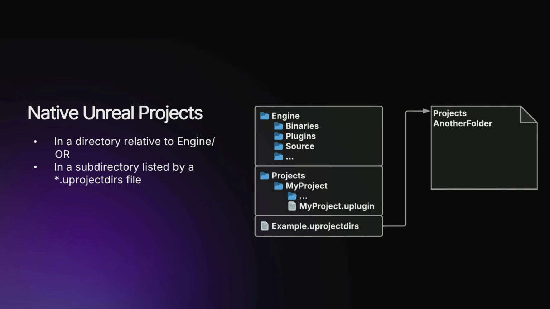The next thing we need is for our projects to be considered native. And we have to meet one of two criteria. The first is that our project folder must be relative to the engine directory. And the second is if it's in a subdirectory, that subdirectory needs to be listed by the uproject dirs file. To achieve this, we could just push our project into the same stream as our engine. And that's definitely a valid way of doing it. But I'd like to show you an alternative.